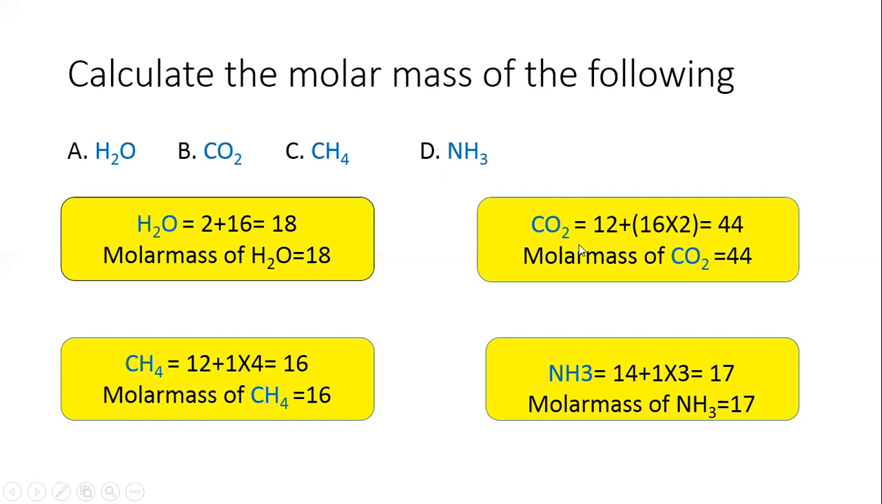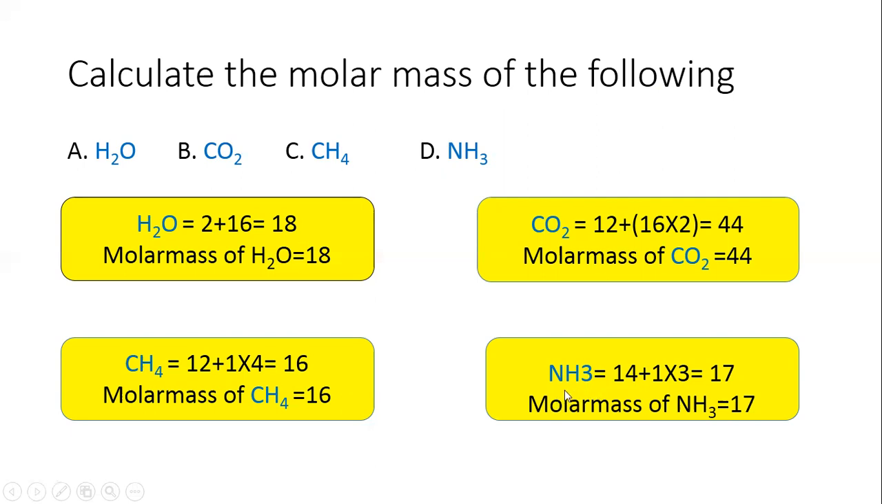Next, carbon dioxide. Atomic mass of carbon is 12, atomic mass of oxygen is 16 and there are 2 atoms, therefore 12 plus 16 into 2 equals 44. Molar mass of CO2 is 44. Next is methane CH4. Atomic mass of carbon is 12 and the number of hydrogen is 4. 1 multiplied by 4 equals 4. 12 plus 4 equals 16. Molar mass of methane is 16.